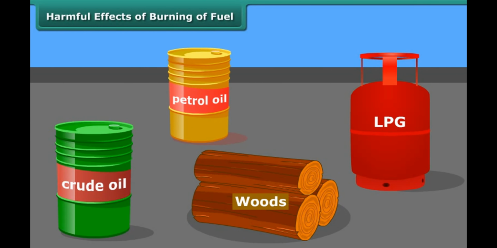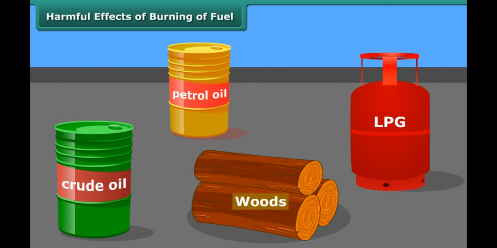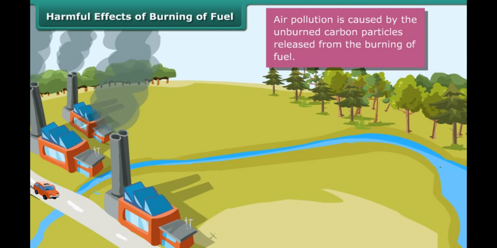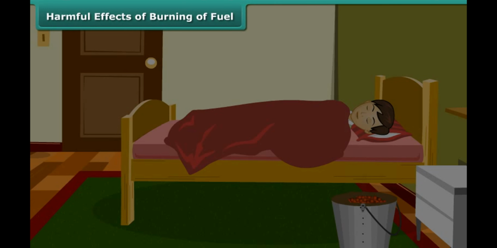Fuels are important, but increased fuel consumption has harmful effects on the environment. The smoke emitted by vehicles and industries contains unburnt carbon particles which causes air pollution. It is advised never to sleep in a closed room with burning coal fire in it, as the combustion of coal will be incomplete due to less oxygen. The resulting poisonous carbon monoxide gas will be released, which can kill persons sleeping in that room.